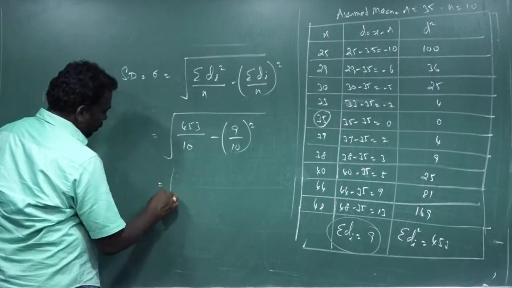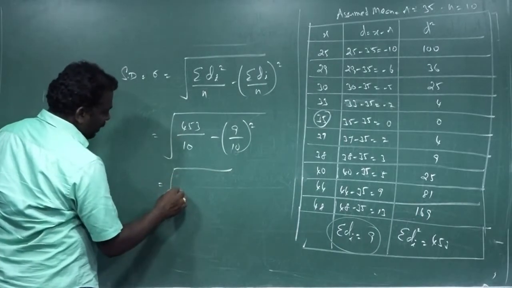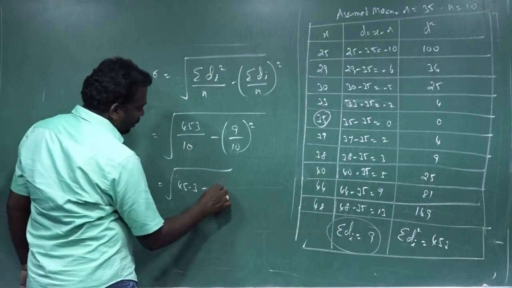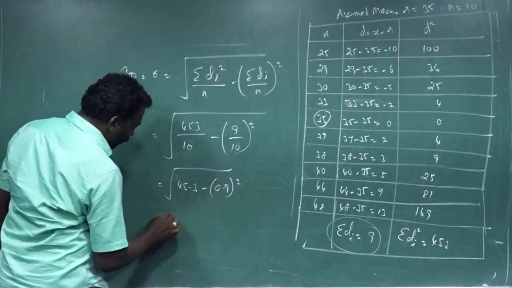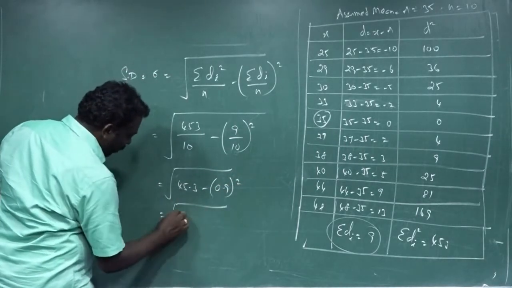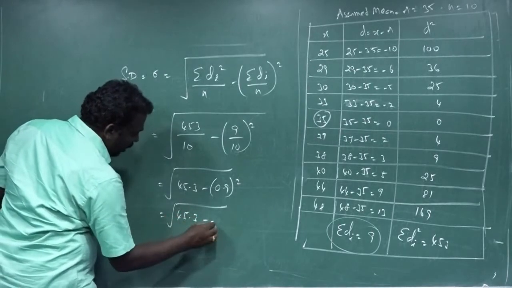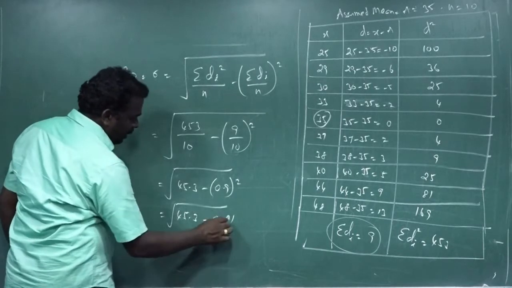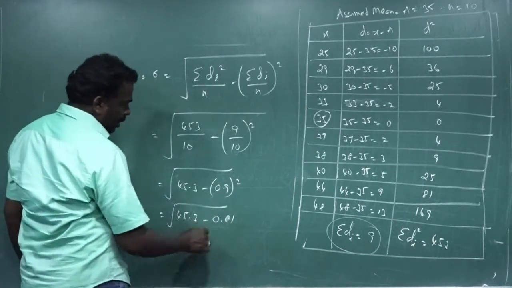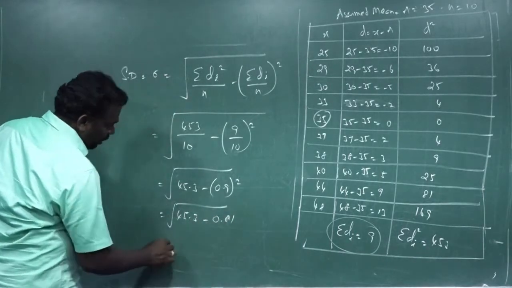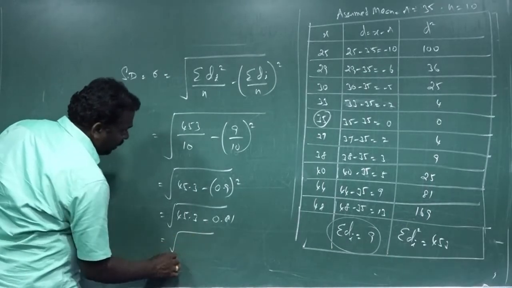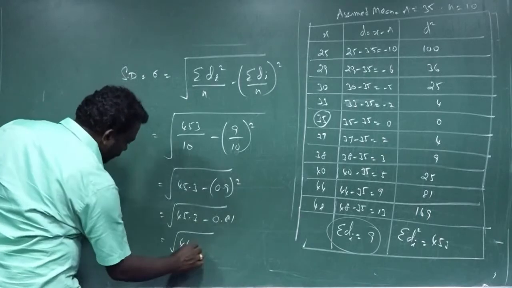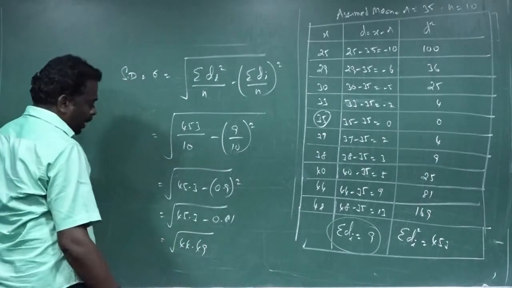And that is equal to the square root of, divided by 10, we can simply write 45.3 minus 0.9 whole squared. That is equal to the square root of 45.3 minus 0.81, since 9 nines are 81, two decimal places. Now just subtract the terms, we get 44.49.